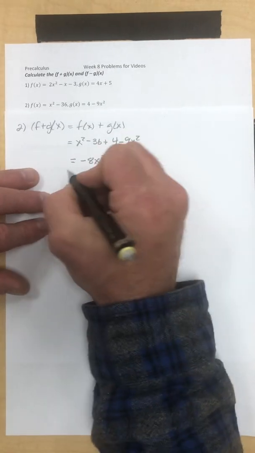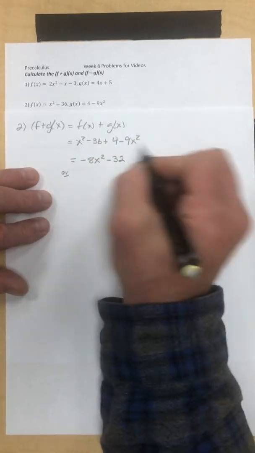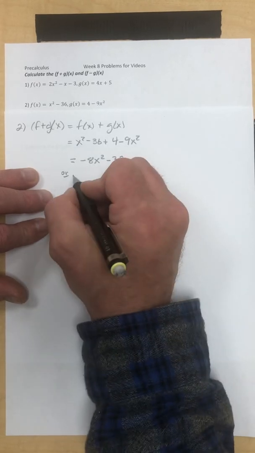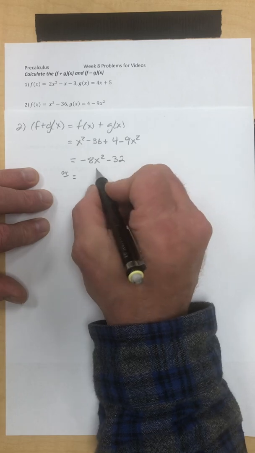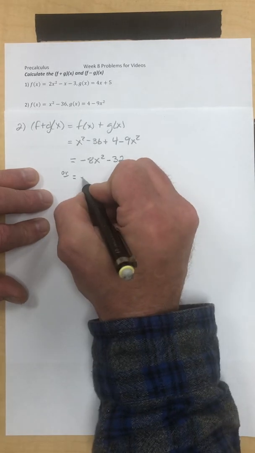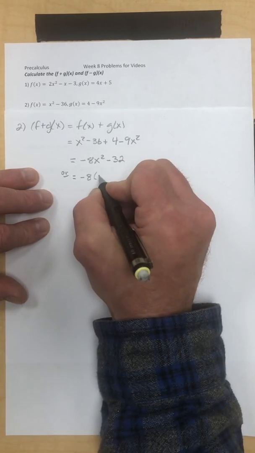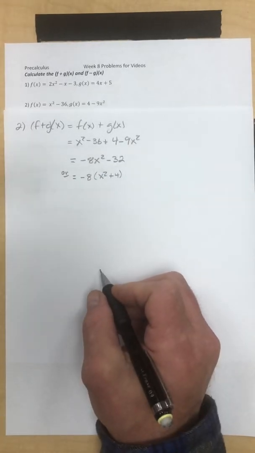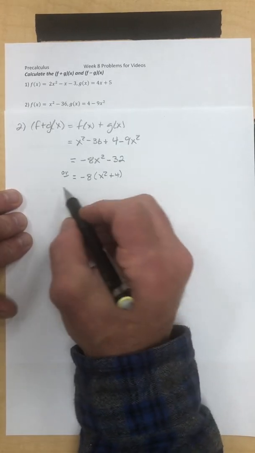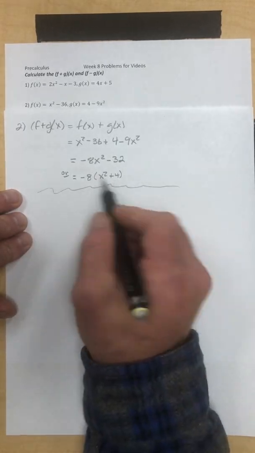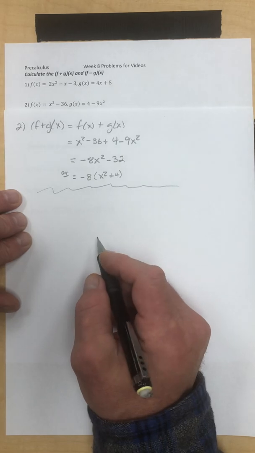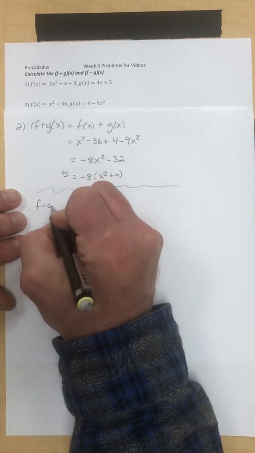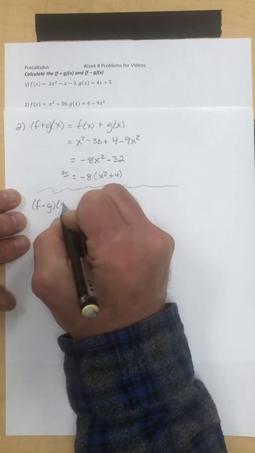Now some people might look at that and say, well, I don't like that negative leading coefficient. So we could factor out a negative 8. So you could write it as negative 8 times the quantity of x squared plus 4 if you wanted to. That's another way to express the answer. There's no reason to do that, but sometimes people just don't like that leading negative coefficient.